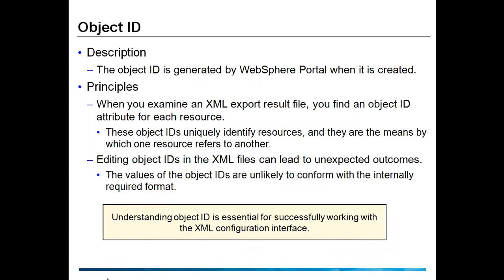I'm skipping it. Object ID. So the heart of the XML access is object ID. The object ID is unique for each and every resource in XML access. So this is generated by the WebSphere Portal automatically. When you examine the XML report results file, you find an object ID attribute for each resource. This is uniquely different. So editing object IDs in the XML files can lead to unexpected outcomes. The values of the object IDs are unlikely to conform with the internally required format.